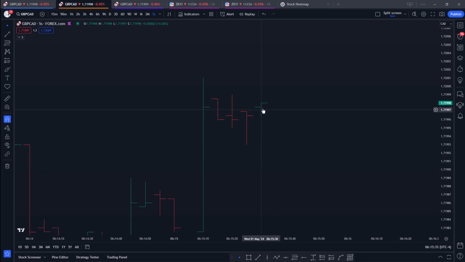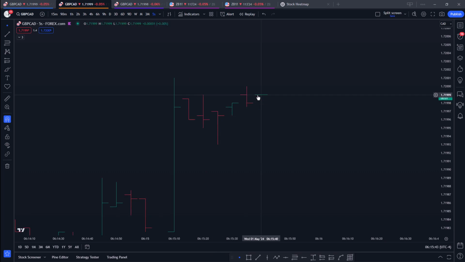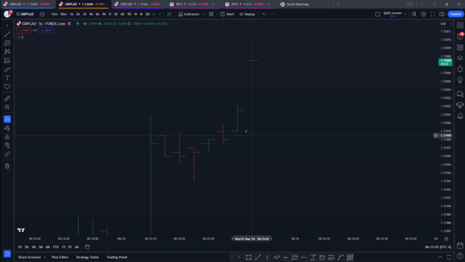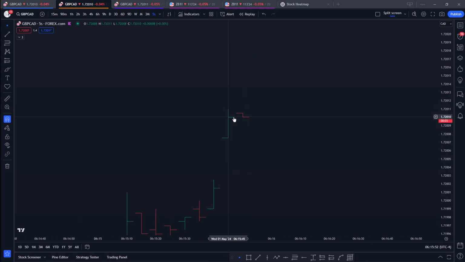Open, fell off, it's pushing higher, making it green now, and then closed up. So it closed higher than where it opened, making it a bullish candle. This is the same thing here, same thing here, open higher, closed up there, open trading higher, closed there.